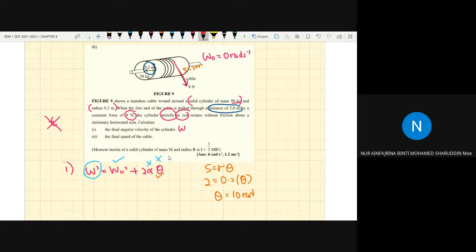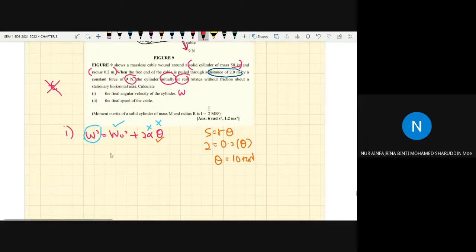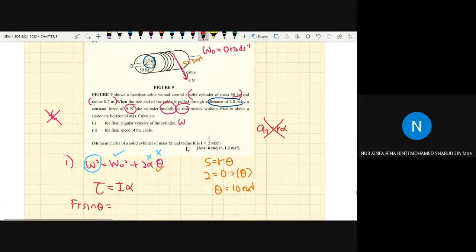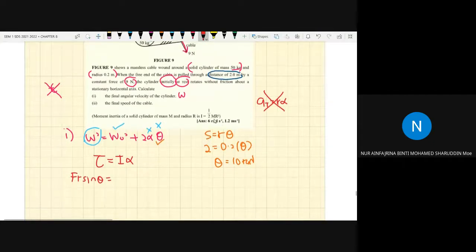Kalau nak cari angular acceleration untuk case macam ni, hanya ada satu formula je. Formula apa kita pakai? Kita tak boleh pakai tangential acceleration equals to R alpha. Salah, because we don't know our tangential acceleration, we do not know our linear acceleration. Tetapi kita boleh pakai satu formula ni. Because dia moving right now, dia obey Newton's second law of motion. So kita boleh pakai torque equals to I alpha, and formula untuk torque adalah FR sin theta. Okay, cuba tengok moment inertia of the solid cylinder ni, kita nak pakai formula apa cari?